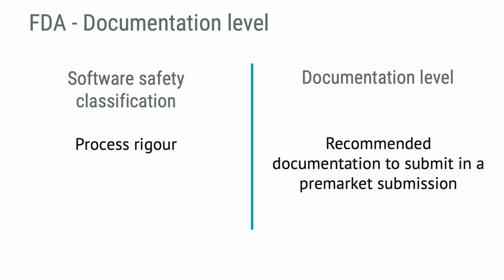Software safety classification determines the process rigor you must apply for software development, while documentation level is about documentation expected in a pre-market submission. The higher the risk, the longer the list of expected documents will be. But if you think about it, the more process rigor you apply, the more documentation you likely generate. So if I simplify it, the perspectives are different, but the result is more or less the same.